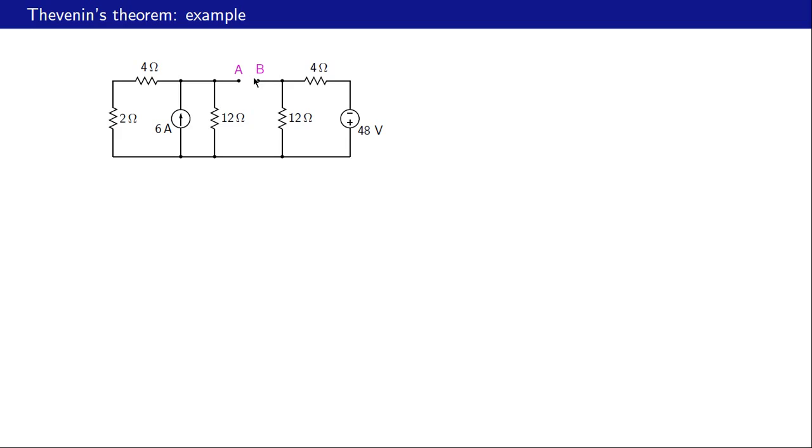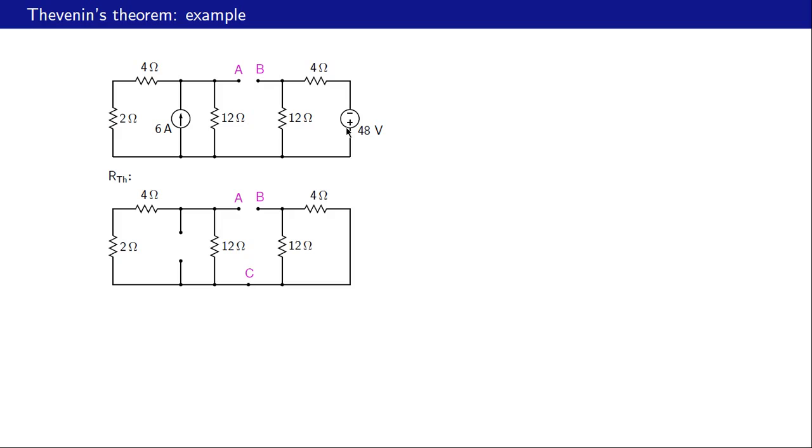We deactivate the independent sources, that is this current source and this voltage source. The current source is replaced with an open circuit and the voltage source is replaced with a short circuit. And now we look from AB and find the resistance. That resistance is our RTH. And that is fairly straightforward to do.